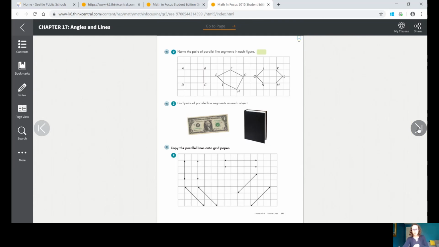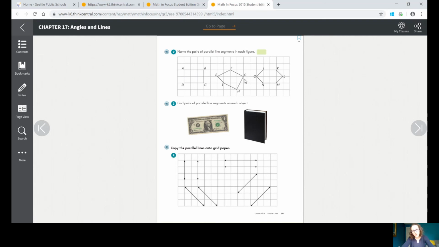Number 2, on page 291, it says, now the pairs of parallel lines, name the pairs of parallel line segments in each figure. There is going to be a lot of different parallel line segments. You can see AB is parallel to CD and AD is parallel to BC.